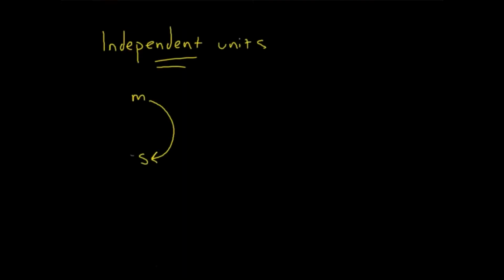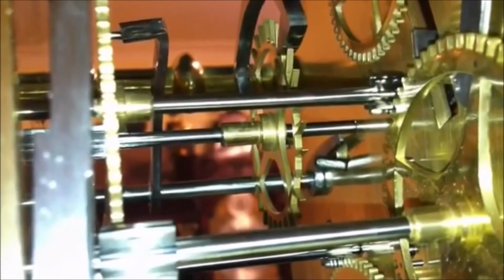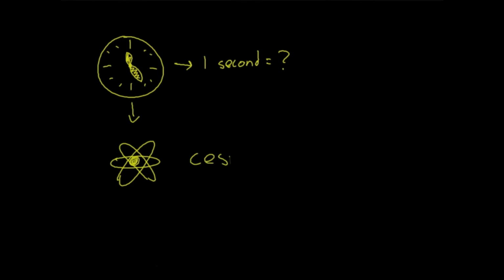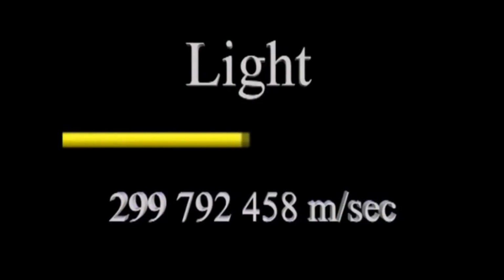Independent units are those which don't rely on the definitions of others, such as measuring meters using the known value of the speed of light and an arbitrary second. Instead, the second, the base unit of time, has been defined according to the cesium standard atomic clock, where electronic transitions are always constant. Using a constant second and the speed of light, we now have an independent meter.